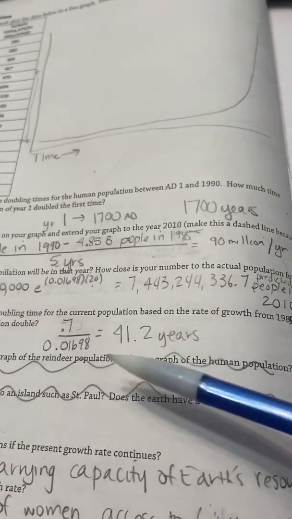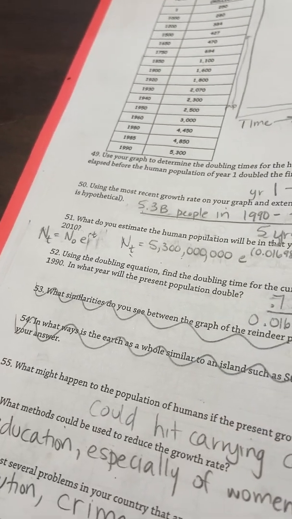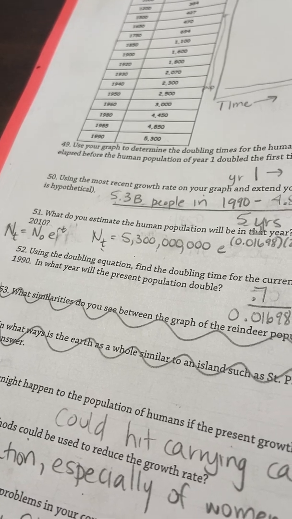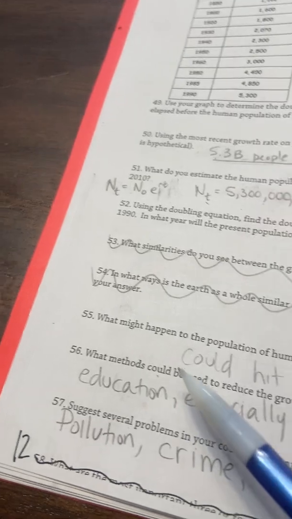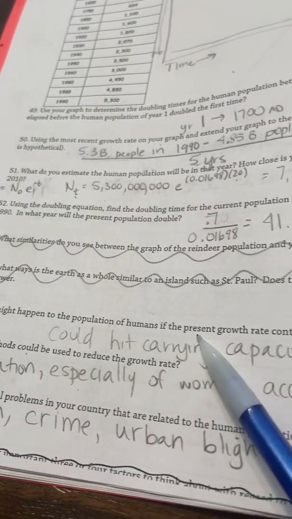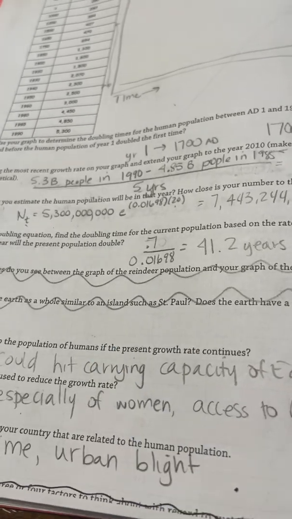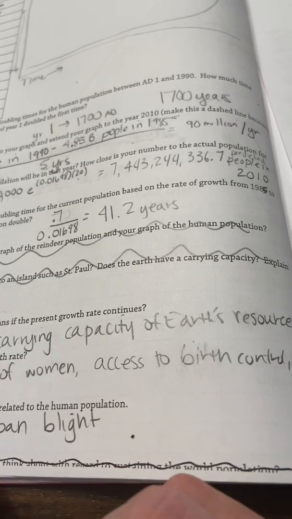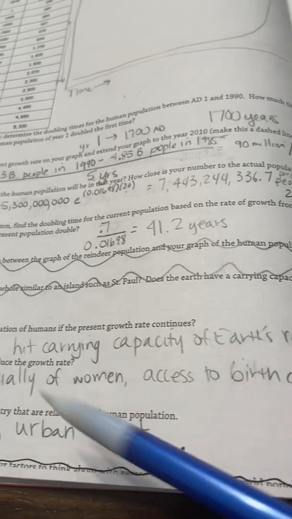Okay? All right, then 53 and 54 are asking questions about reindeer, and those are the pages I deleted. So just cross them out. Okay. Number 55, it just says what might happen if population of humans continue at the present growth rate. We don't know. Could hit carrying capacity of Earth. We don't know. What methods could be used to reduce growth rate? Education, especially of women. Access to birth control for couples.